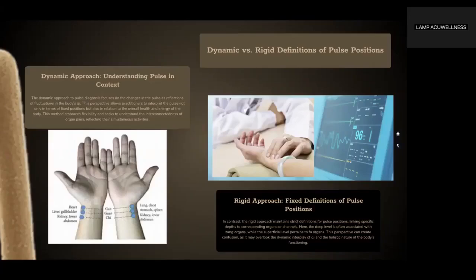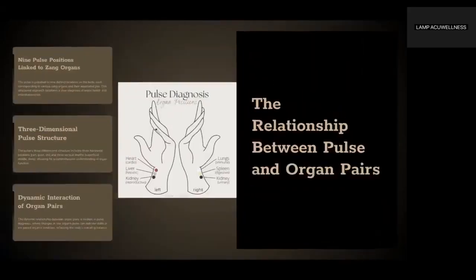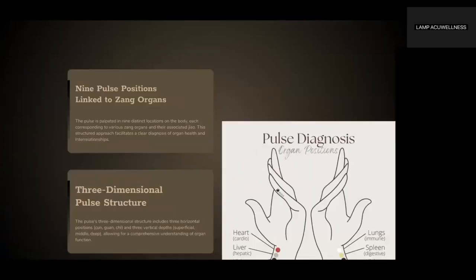In contrast, the rigid approach maintains strict definitions for pulse positions, linking specific depths to corresponding organs or channels. Here, the deep level is often associated with Zhang organs, while the superficial level pertains to the Fu organs. This perspective can create confusion as it may overlook the dynamic interplay of qi and the holistic nature of the body's functioning. The relationship between pulse and organ pairs.